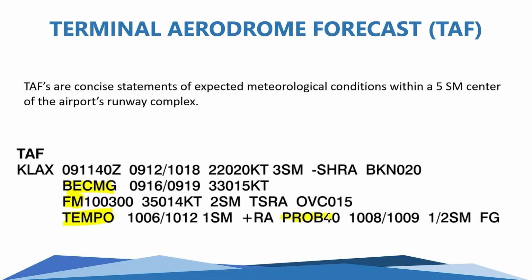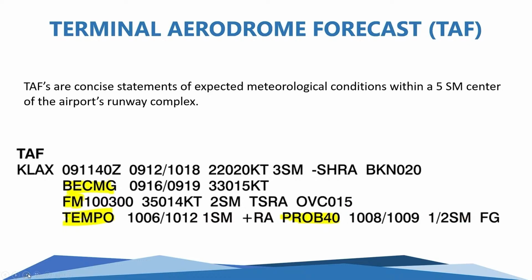And then we've got the probability of something occurring, and there's always going to be a number associated with it right there. So that probability of 40 is basically 40%. We have a 40% probability of something occurring. And basically what each one of these are doing is we are effectively saying that becoming between a date and a time right here, we're going to have these conditions. And then it's going to change from a specific day and time, we are going to have these conditions. And then it's going to be temporarily between these dates and times, these conditions. And then there's a probability statement in there as well.